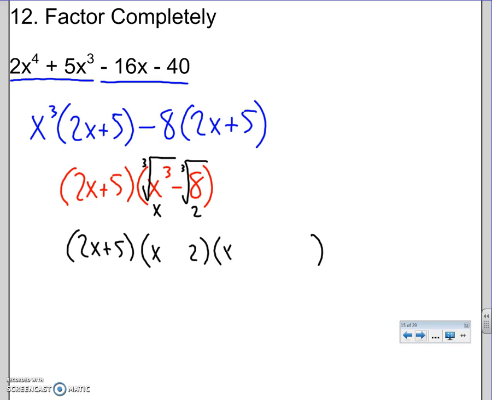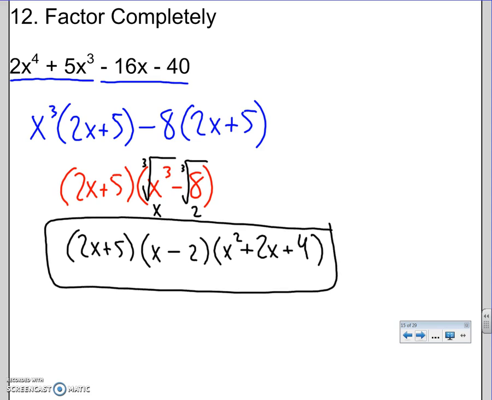X times x is x squared. The middle term is the 2 things multiplying each other. X times 2 is 2x. And the last thing is 2 times 2, that's 4. I use SOAP for the signs. Same as the problem. Opposite of the problem, always plus. That is the answer. So after you do GCF, if you see a third power, that's telling you keep going. Do a sum or difference cube. Try to do the cube root formula.